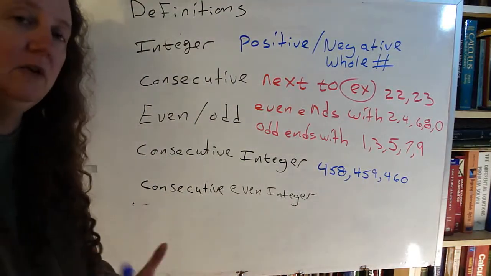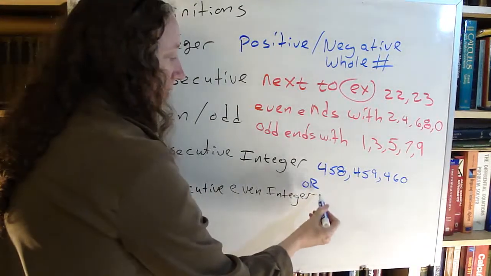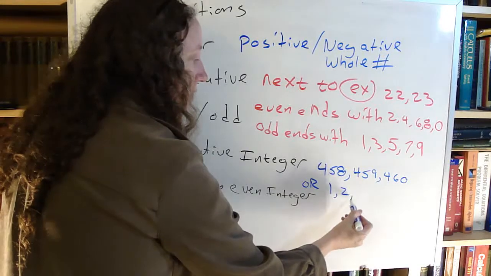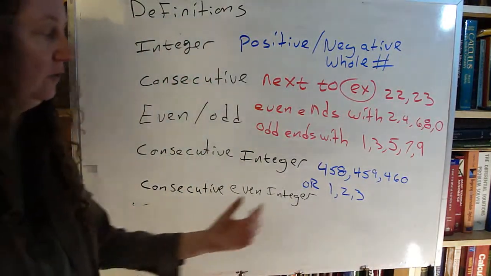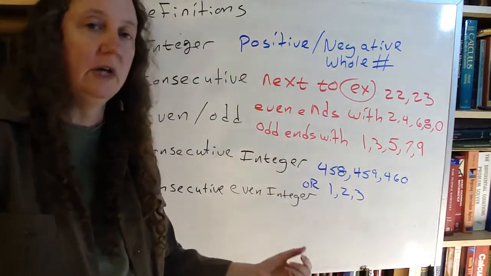A couple of easier ones to think about. If you have 1, 2, and 3. Again, those 3 numbers are right next to each other when you are counting.